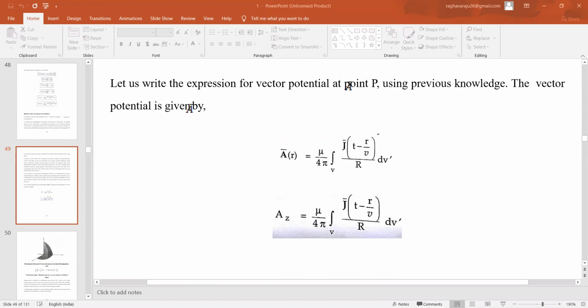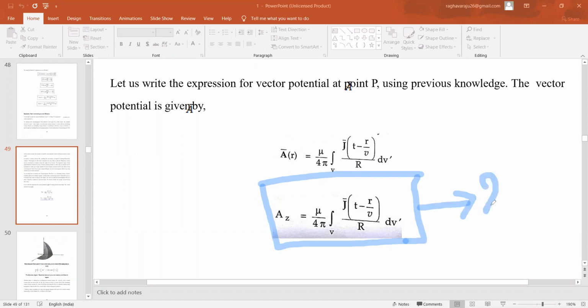One more equation along this one: that is A z. A z equals mu by 4 pi, integration over V of J of (t minus R by V) divided by R, along with the volume integration dV.